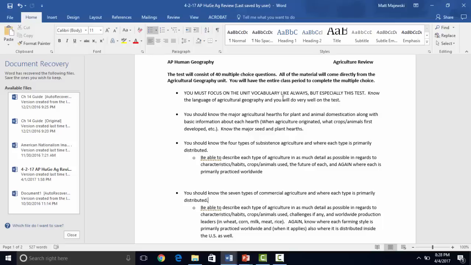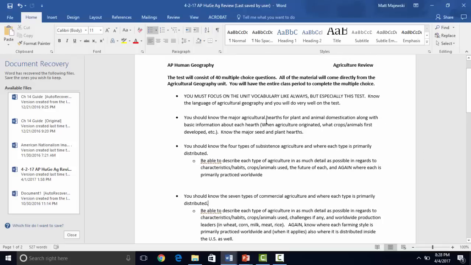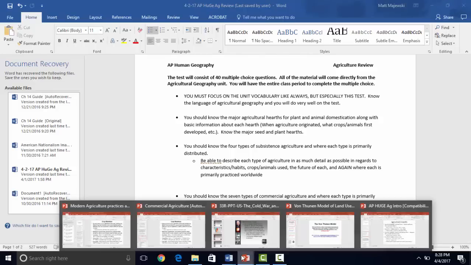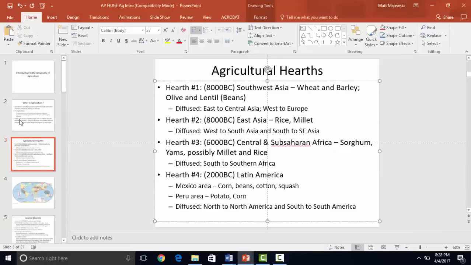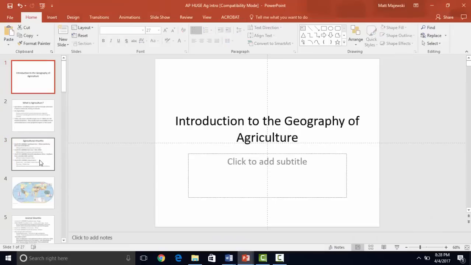You need to know the major agricultural hearths for plant and animal domestication, along with basic information about each hearth. For instance, when it originated, what crops or animals were developed there. It says know the major seed and plant hearths. To be honest with you, just know the major plant and animal hearths. And I'm going to actually go to one of our previous slides here where we went through the agricultural hearths. This is from Introduction to the Geography of Agriculture.